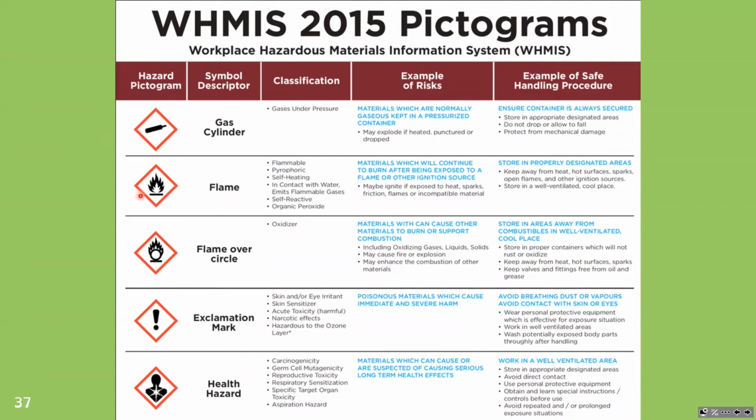Our second hazard is flame. This means that it is flammable, pyrophoric, self-heating, emits flammable gases in contact with water, self-reactive, or an organic peroxide. These are all reasons why you might have the flame on your chemical. The risks are materials which will continue to burn after being exposed to a flame or other ignition source, so they may ignite if exposed to heat, sparks, friction, flames, or incompatible material. How to safely handle: store in properly designated areas. Keep away from heat, hot surfaces, sparks, open flames, and other ignition sources. Store in a well-ventilated, cool place.